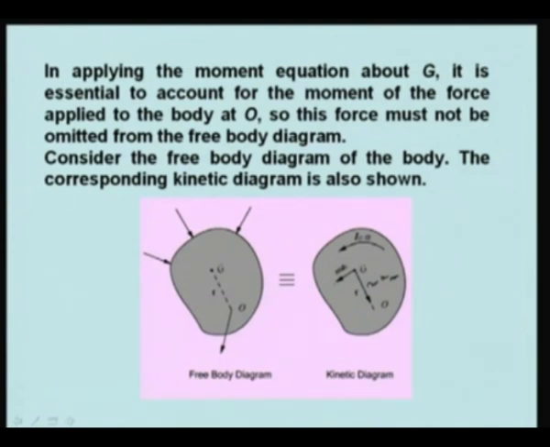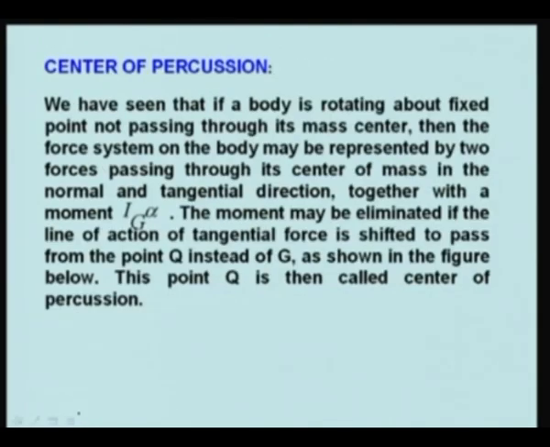Here one can see the forces. Since in the kinetic diagram you have Ig times alpha, that means the moment should be present here. That moment is equal to Ig times alpha, and mass times At is equal to Ft, and mass times An is equal to Fn. So if a body is rotating about a fixed point not passing through the mass center, then the force system on the body may be represented by two forces passing through its center of mass in the normal and tangential direction, together with a moment Ig times alpha.